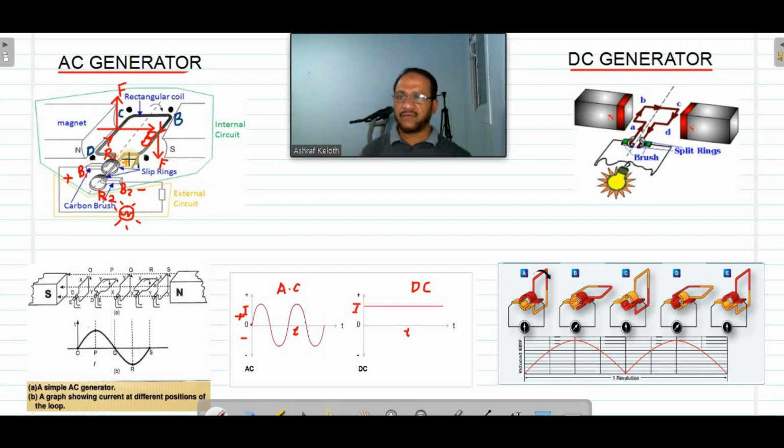In the second half rotation, after one half of the rotation, CD reaches this side and AB reaches this side. But the rings are same. AB is still in contact with the ring R1, CD is still in contact with ring R2. That contact is permanent. Brushes also, B1 is in contact with R1, B2 is in contact with R2 only.